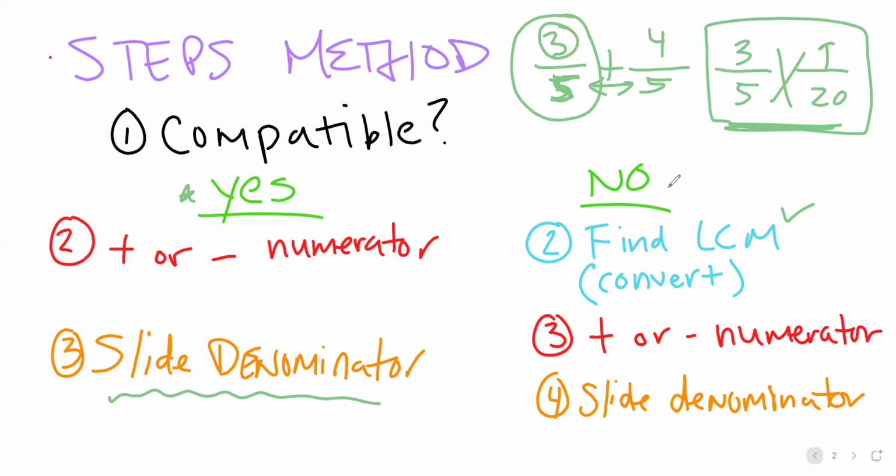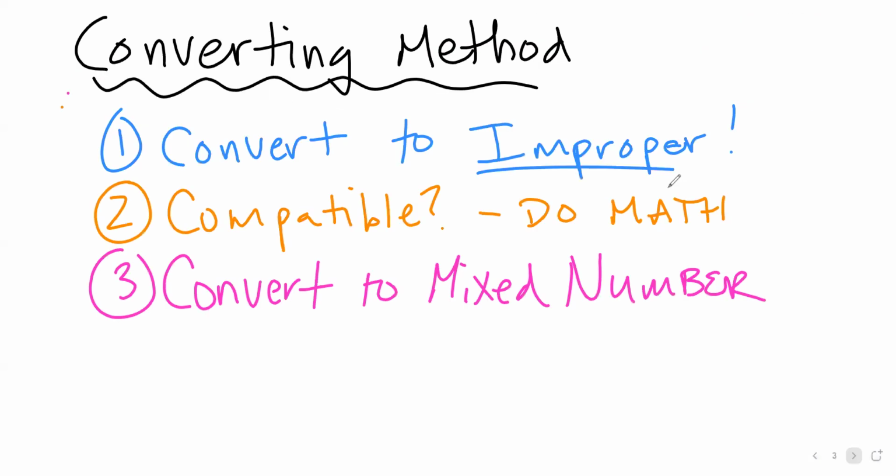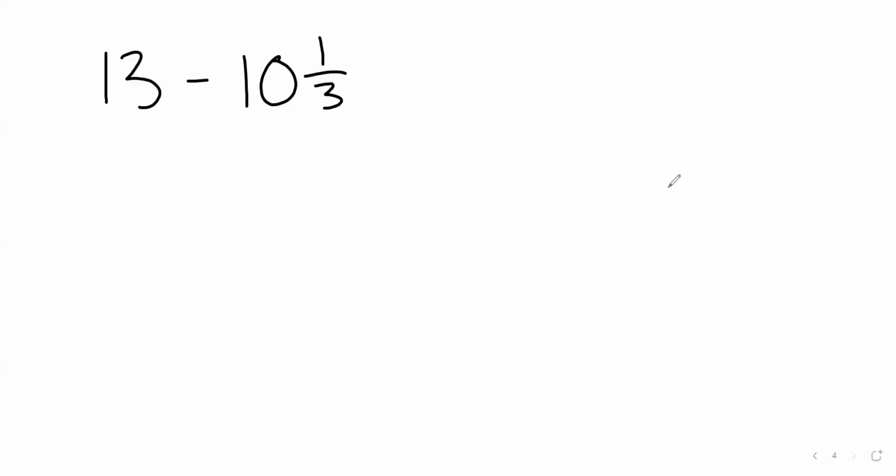So the first thing I'm going to ask myself is, are these fractions compatible? Well, this whole number doesn't actually have a fraction, but I can make a fraction out of it. This is part of that decomposing, right? Because I can look at the fact that this 13 is literally the same thing as 12 plus 3/3, because 3/3 is actually equal to 1. So 12 plus 1, that gets me 13.